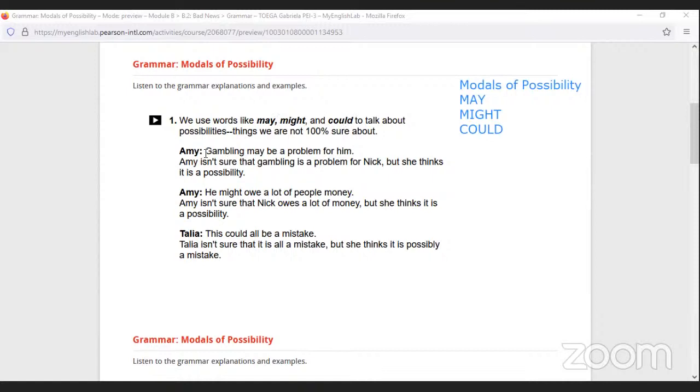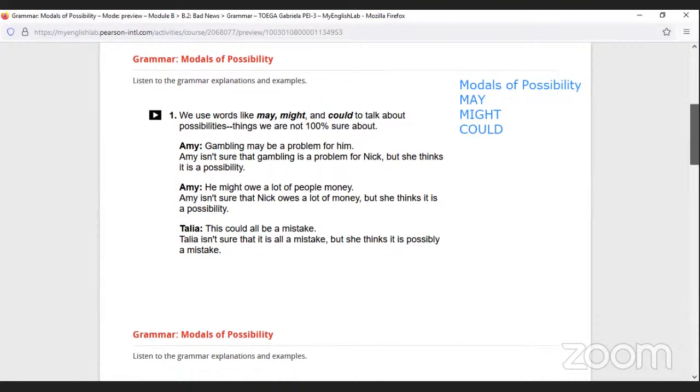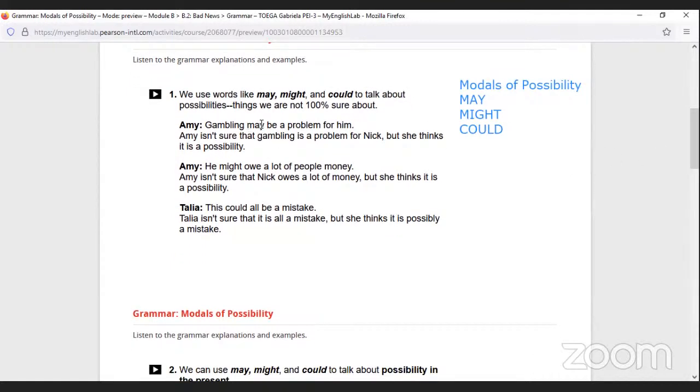First, we're going to see some examples here where we are using these three modals. For example, in the first one, could you read the sentence, please, Gabby? Gambling may be a problem for him. Great. So in this case, we are using the modal verb may. In this other one, what does it say? He might owe a lot of people money. Yes, very good. So in this case, we are using might. And in this other one, this could all be a mistake. So in this other one, I am using could.